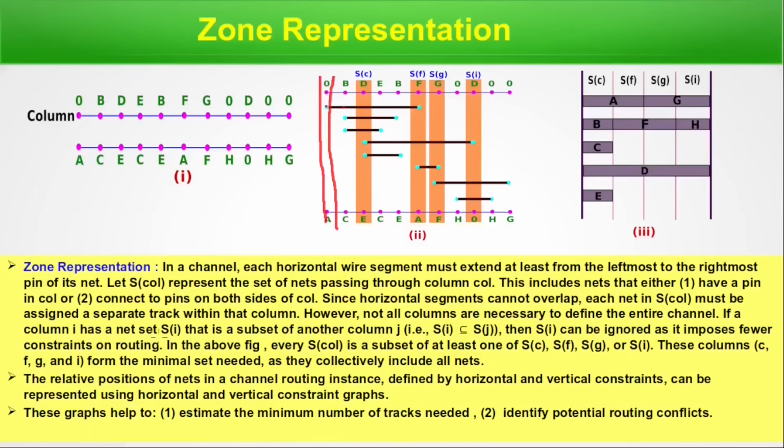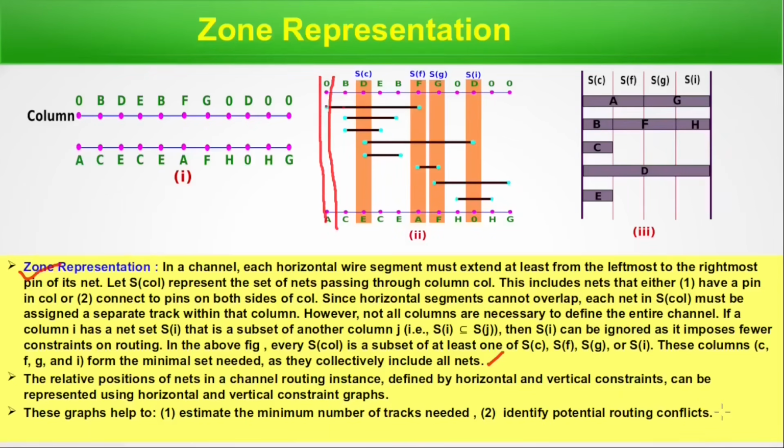If a column I has a net set SI that is a subset of another column J's set SJ, then SI can be ignored as it imposes fewer constraints on routing. In the above figure, every S(column) is a subset of at least one of SC, SF, SG or SI. These columns C, F, G and I form the minimal set needed as they collectively include all nets. The relative positions of nets in a channel routing instance, defined by horizontal and vertical constraints, can be represented using horizontal and vertical constraint graphs. These graphs help to estimate the minimum number of tracks needed and identify potential routing conflicts.